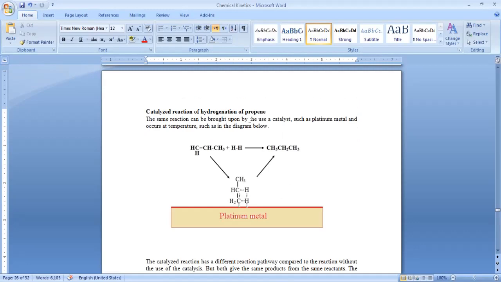It means that the non-catalyzed reaction occurs faster compared to the catalyzed reaction which occurs on the surface of the platinum metal. This platinum metal is a catalyst. So the catalyzed reaction, with lower activation energy, occurs faster, very much faster compared to the non-catalyzed reaction.